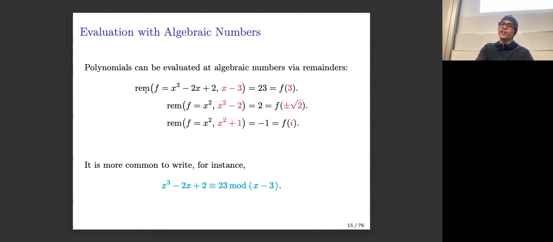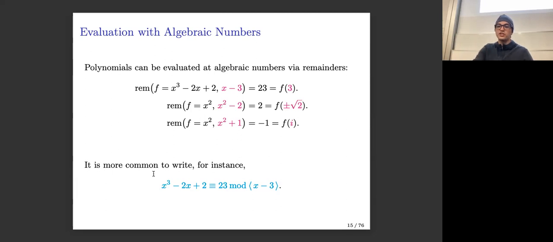Okay, so we don't really write rem, although it's sort of more descriptive of what it's doing. We write modulo. Are you familiar with this terminology? I'm saying x cubed minus 2x plus 3 is congruent to 23 mod x minus 3, because we're taking all of the roots of this and evaluating them here. So this is how we end up doing arithmetic with algebraic numbers, by just doing division.